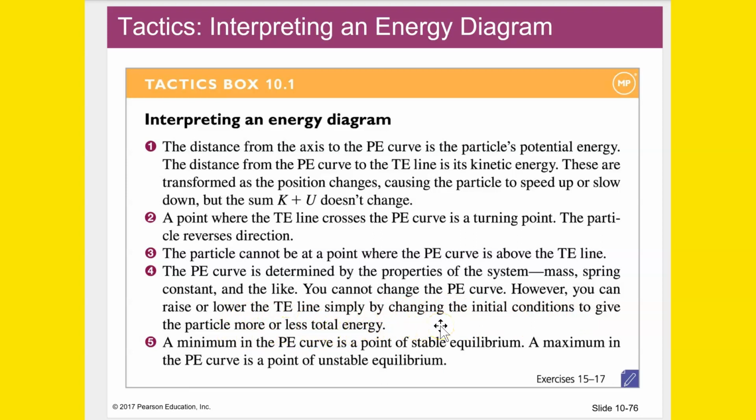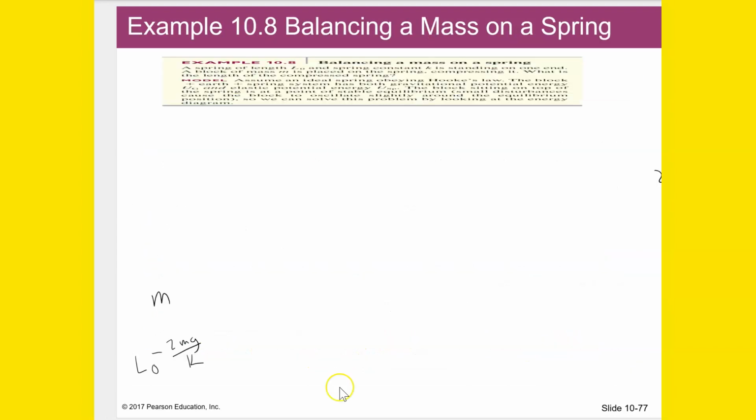In other words, stretch the spring more than you did, or raise it higher up from the surface of the Earth. A minimum in the potential energy curve is a point of stable equilibrium. A maximum in the potential energy curve is a point of unstable equilibrium. Okay.